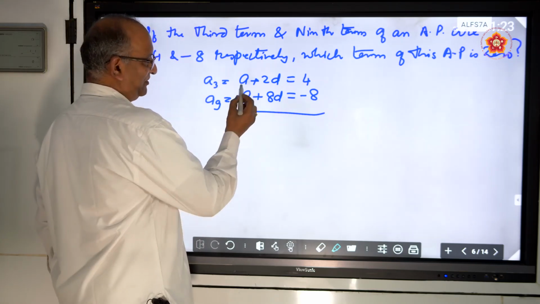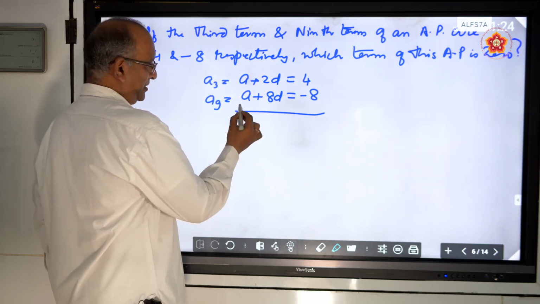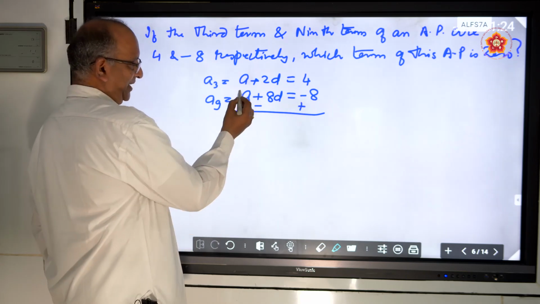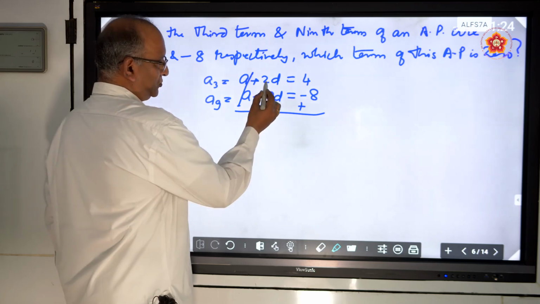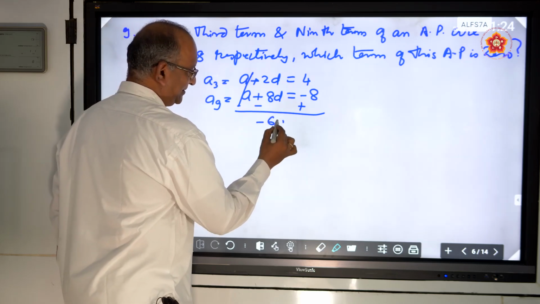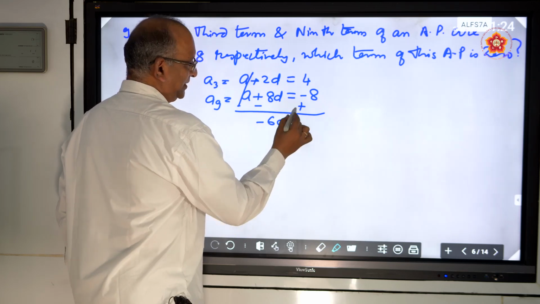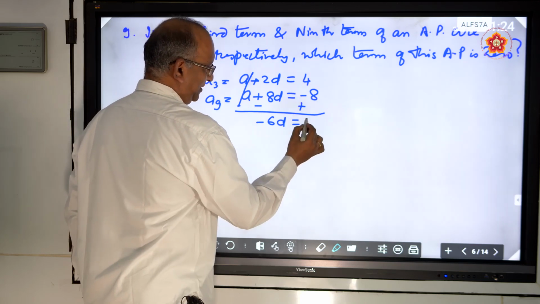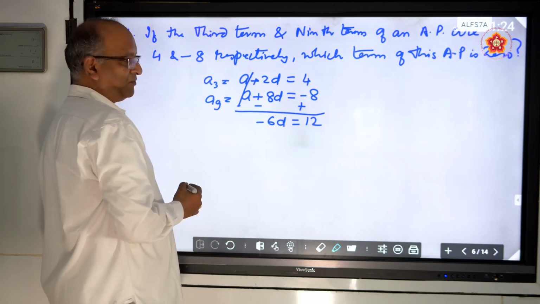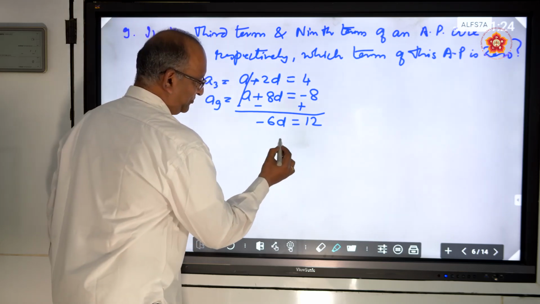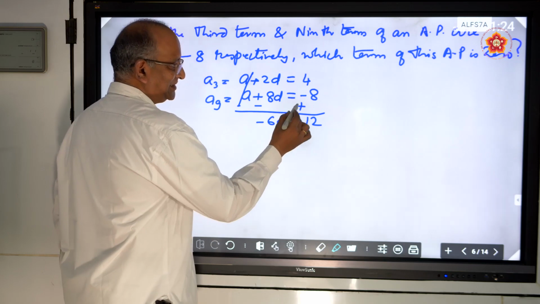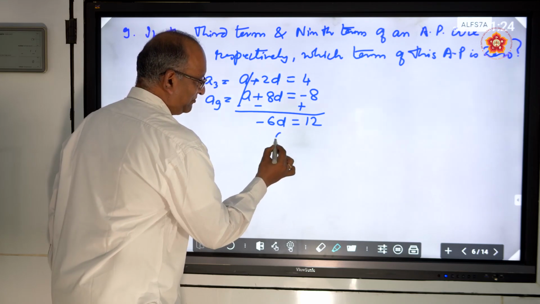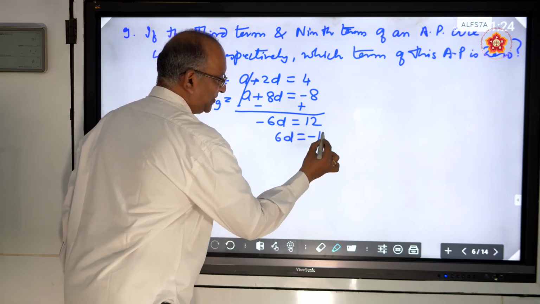Simply subtract. From the first equation you subtract the second equation. When we subtract, signs change. So a minus a became 0. 2d minus 8d is minus 6d equal to, since we are subtracting, it became plus, so 4 plus 8, it became 12. So in order to find out d, minus 6d is 12. So make it plus. How to make it plus? By multiplying both sides with minus sign. It will become 6d equal to minus 12.